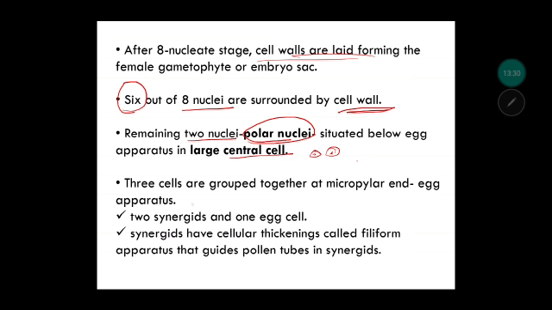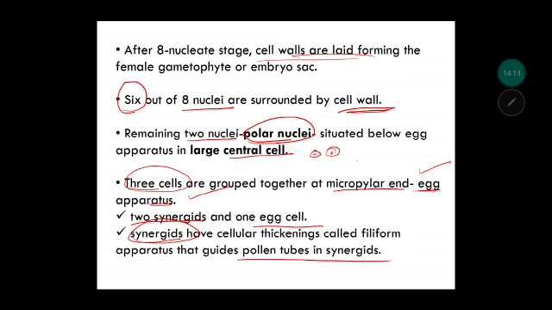Now there are 3 cells grouped together at the micropylar end, and these collectively are called the egg apparatus. What are those 3 cells which constitute the egg apparatus? 2 of them are called synergids and 1 is called the egg cell. What is the importance of these synergids? They have filiform or ribbon-like cellular thickenings which will guide the pollen tubes into the synergids, and if the pollen tube is guided properly, then the male gamete will fuse properly with the female gamete.